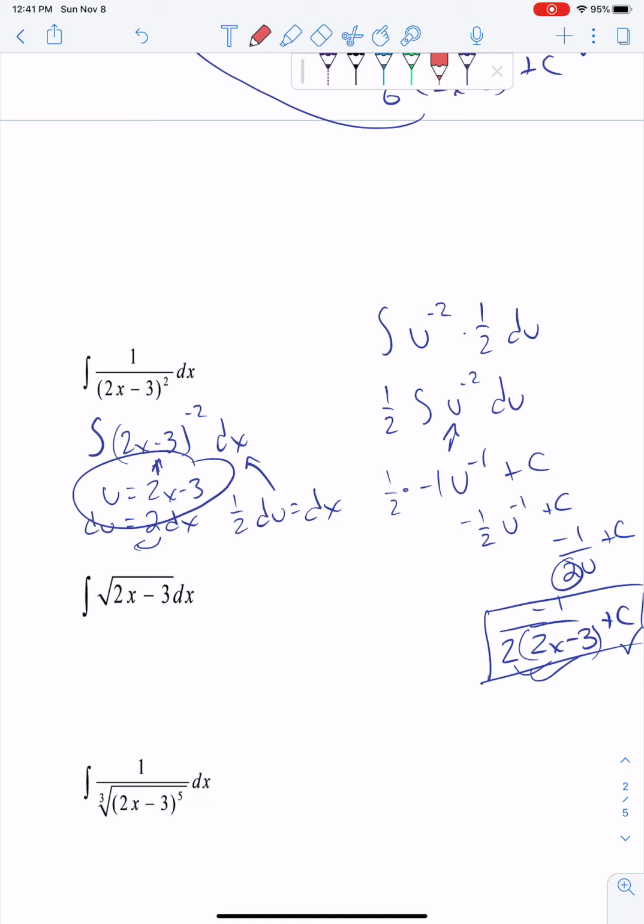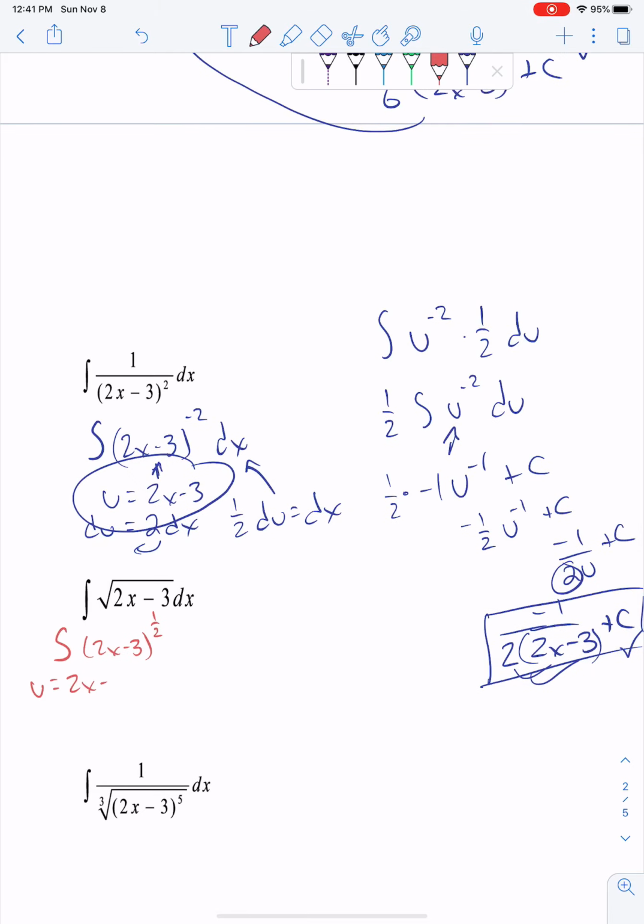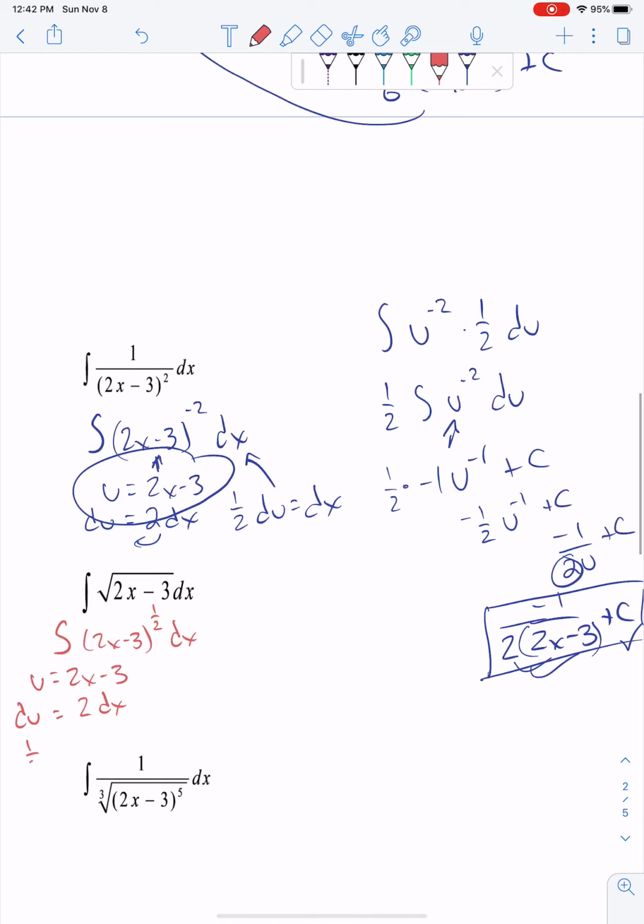Okay, so let's try this again. Root 2x minus 3. I know that that's actually the integral of 2x minus 3 raised to the half. But I really don't want to raise that to the half. That's going to be a lot of messy algebra. So instead, I'm going to say u is equal to that inside, that 2x minus 3. Oh, don't forget the dx. Which means that du, again, is just equal to 2 dx, which means that 1/2 du is equal to dx.